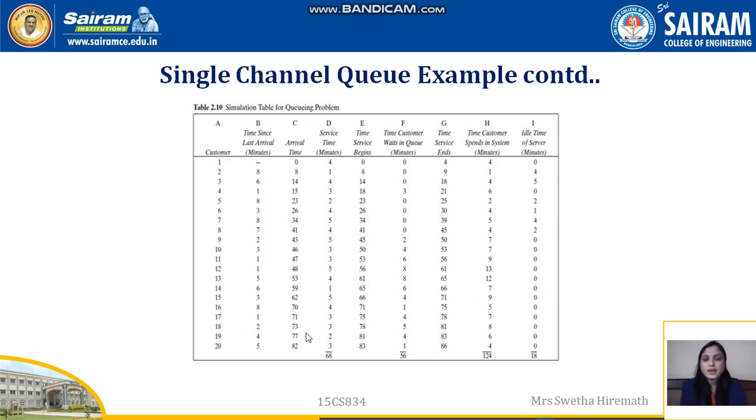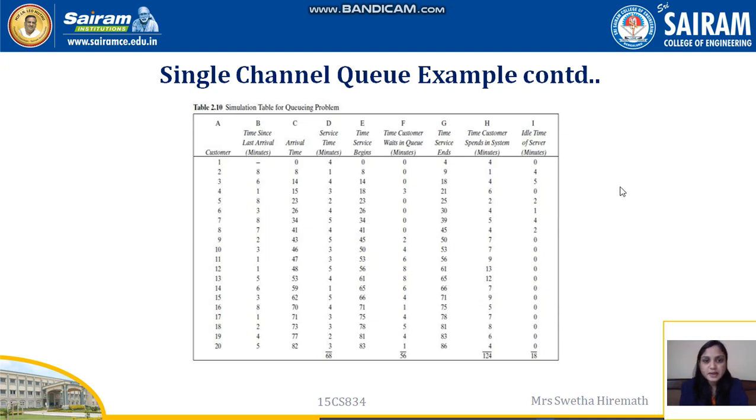Once we are done with the arrival time, we go for the service time. Service time we get from the table, and once we get the service time, then service time begins. Service time begins is taken as 0 for the first customer, because the server will be idle at that time, and once customer 1 arrives, he will be served immediately. So the time the customer waits in the queue is 0, because he is not waiting. He will be served immediately once he arrives.